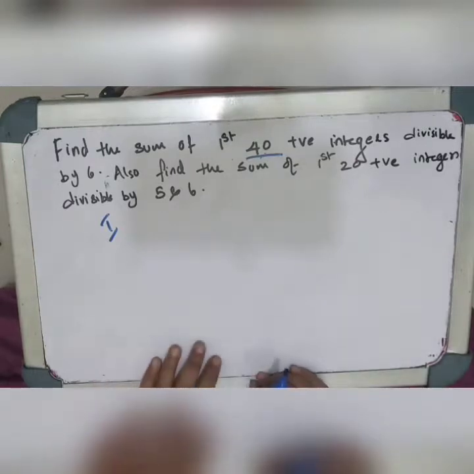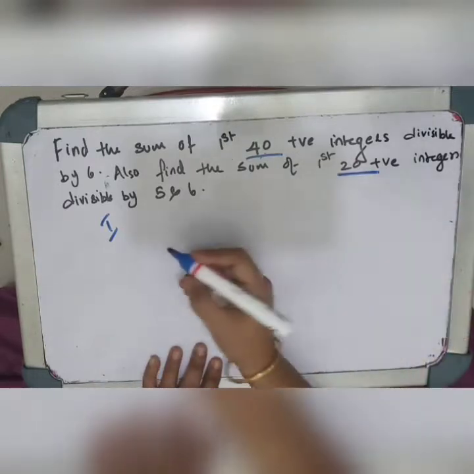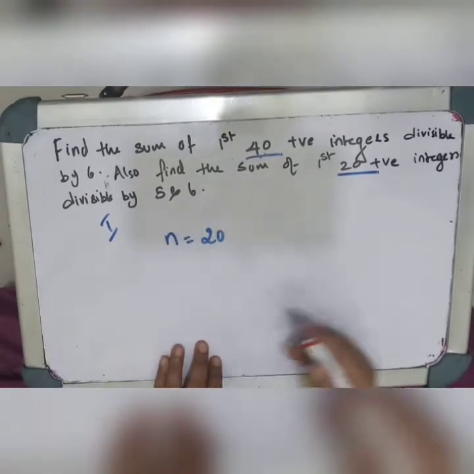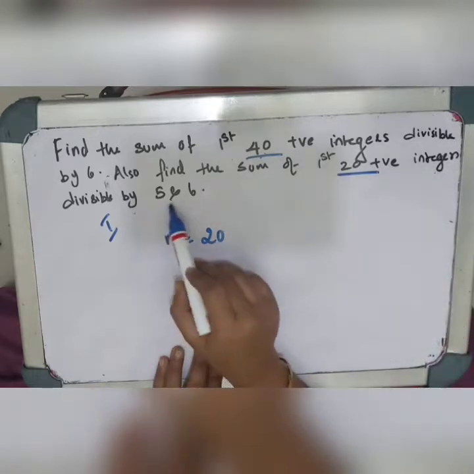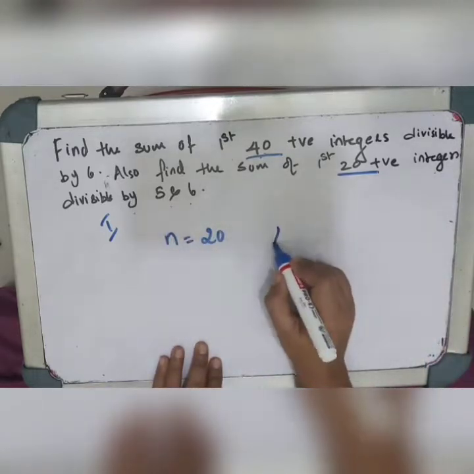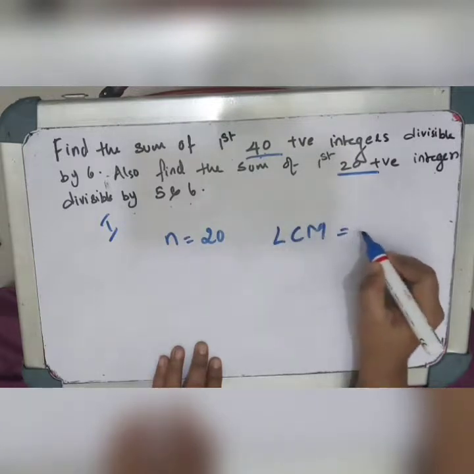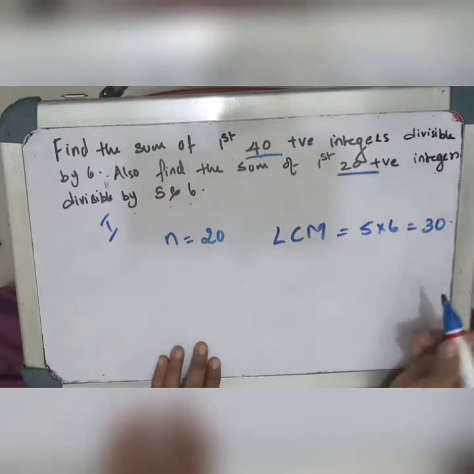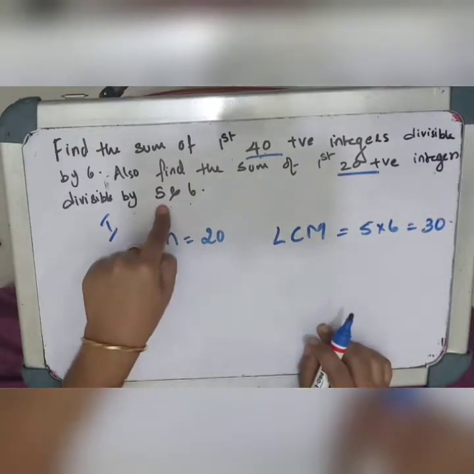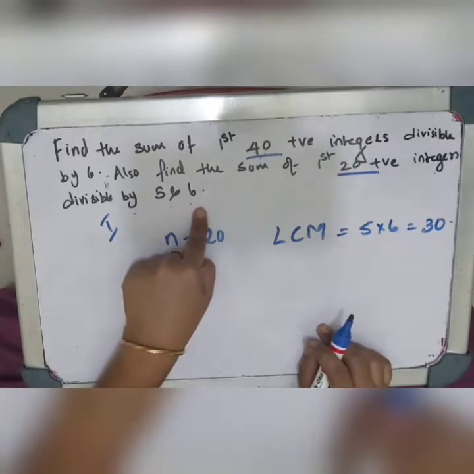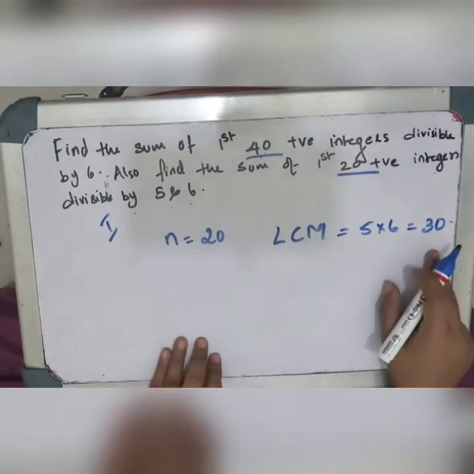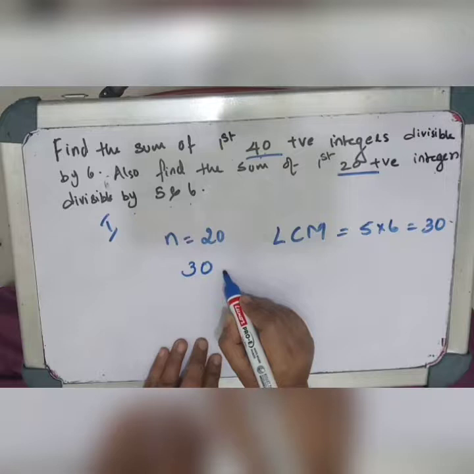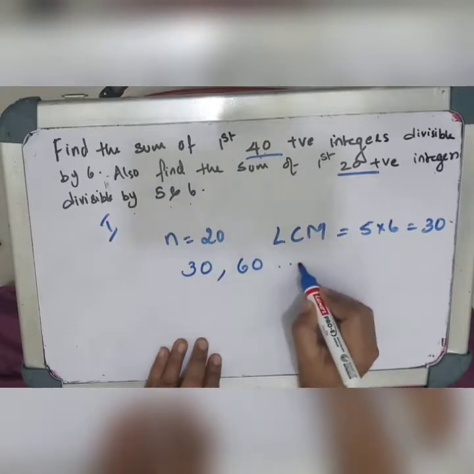In the second part, we have to find the sum of 20 positive integers. Therefore, n is equal to 20. Now, the integers have to be divisible by both 5 and 6. So the LCM of 5 and 6 is 6 into 5, that is 30. The number has to be divisible by 30. So the series is written as 30, the next number divisible by 30 is 60, and so on.